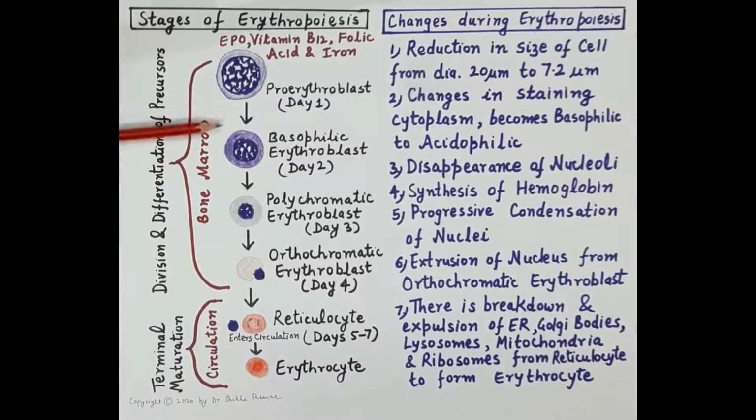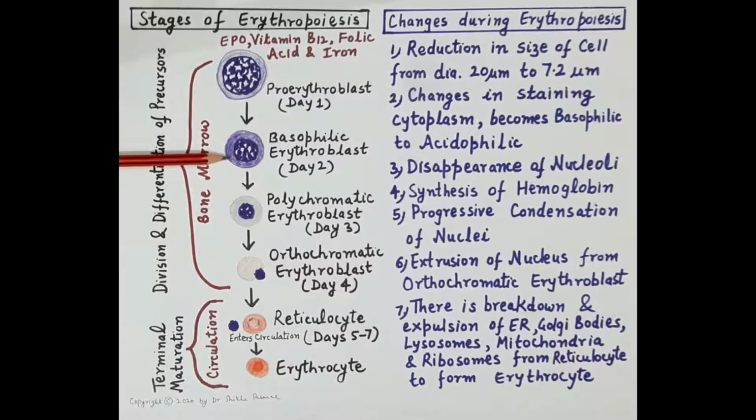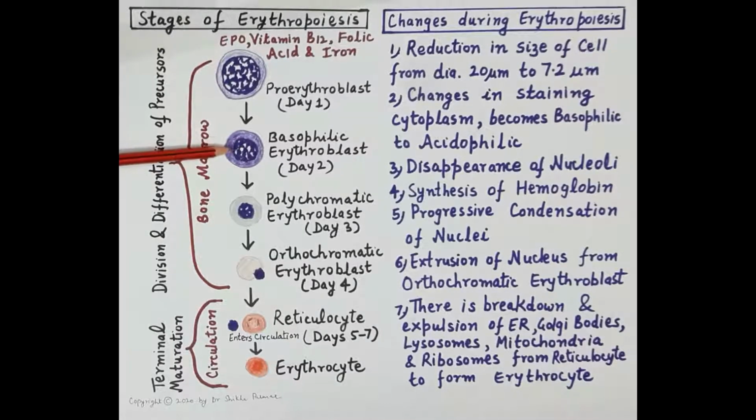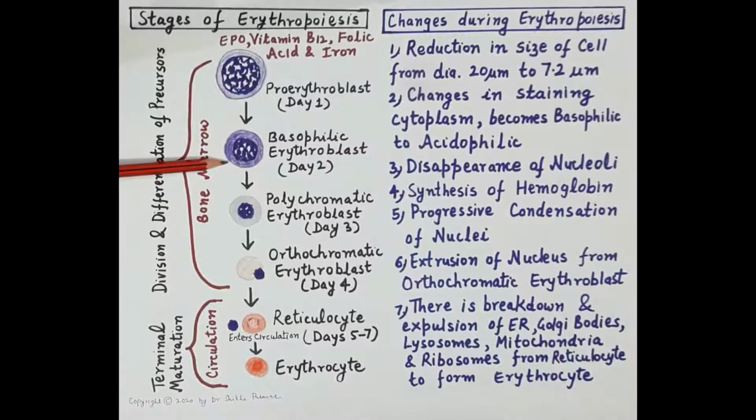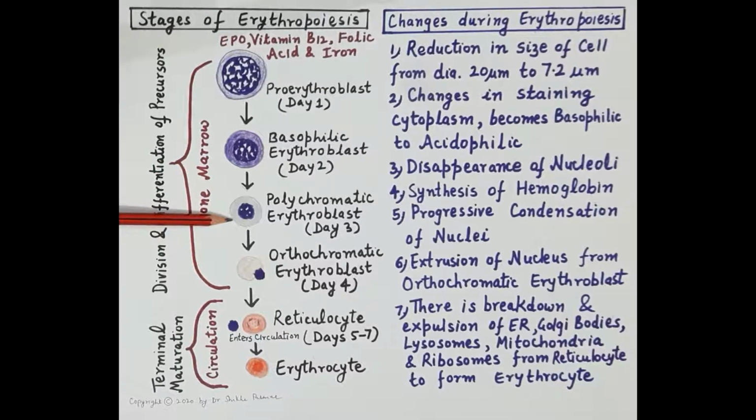Now, as is clear from the diagram, there is reduction in the size of the cell. There is reduction in the size of the nucleus, and there is complete disappearance of nucleoli. The chromatin in this nucleus becomes progressively clumped. There is further condensation of the nucleus, and the basophilic erythroblast finally develops into the polychromatic erythroblast. This polychromatic erythroblast is produced on day 3.